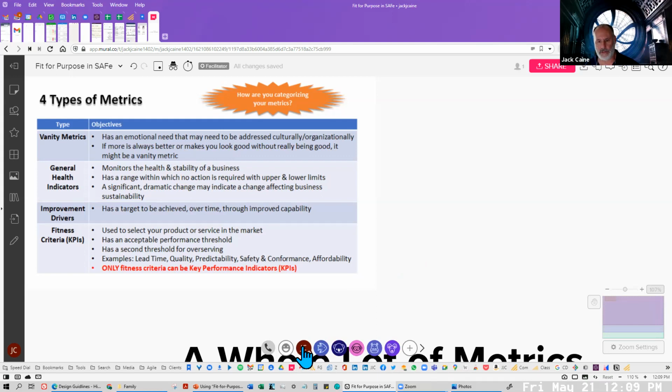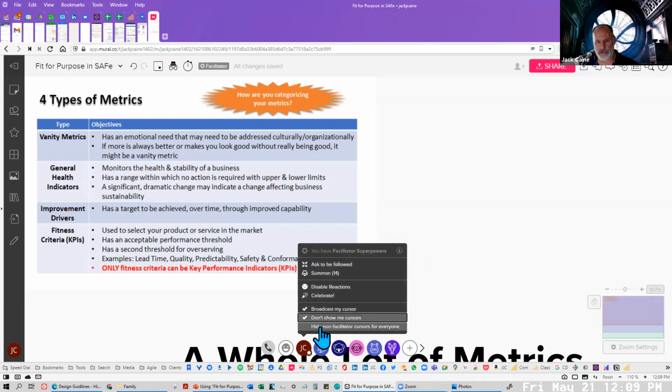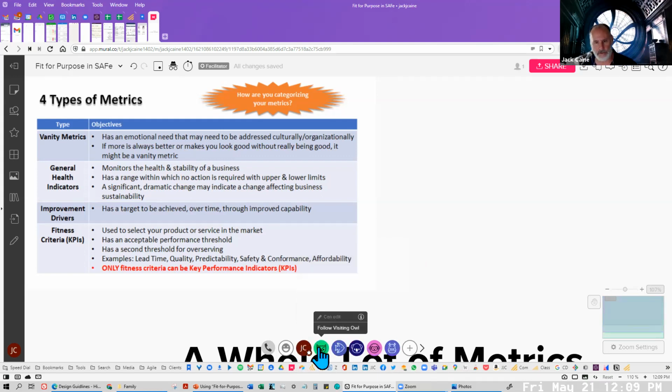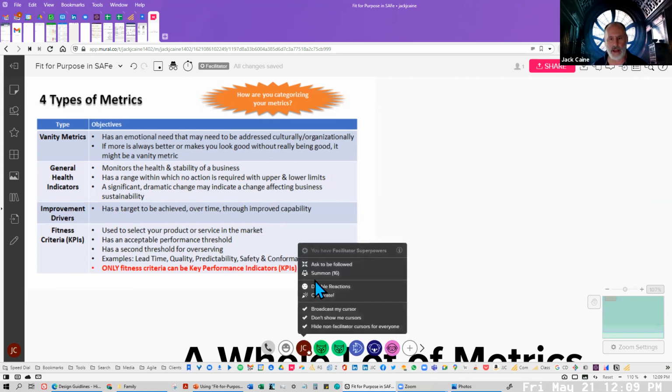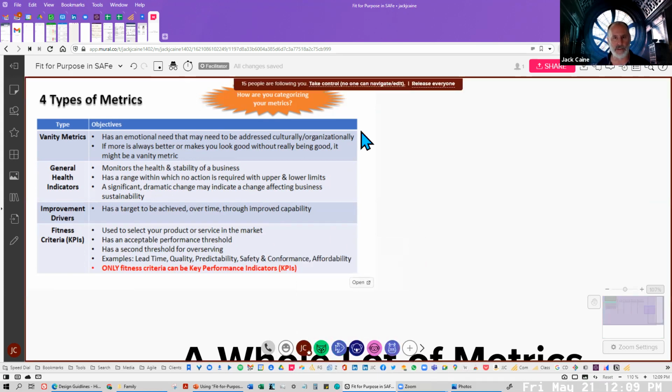And I'm going to turn off the cursors and hide the cursor so it doesn't drive everybody crazy. And I'm going to summon you to where I'm at, which is right here, that shows the four types of metrics. Ben, do you see that?